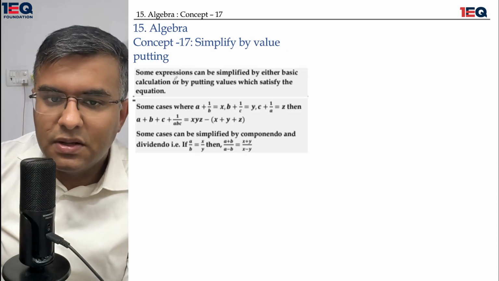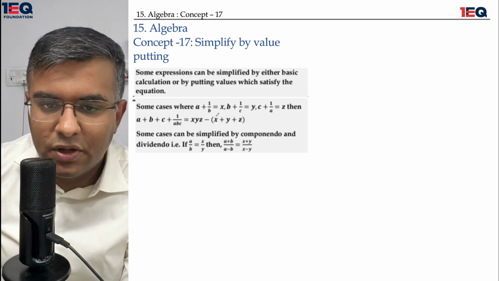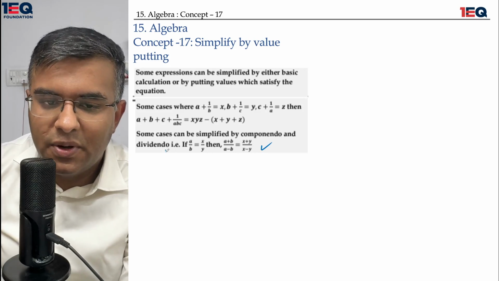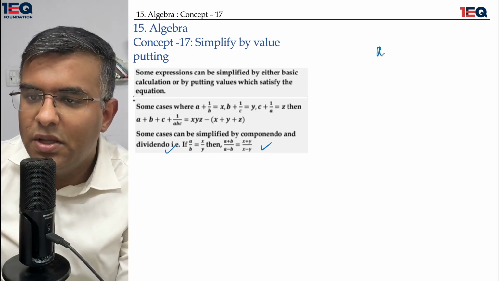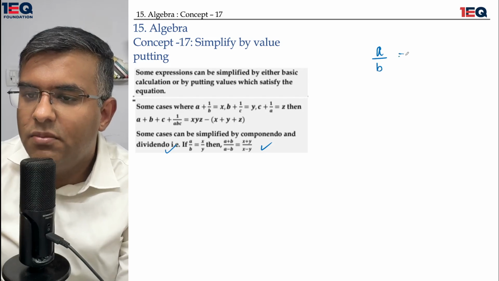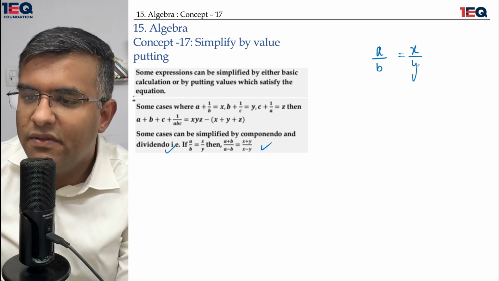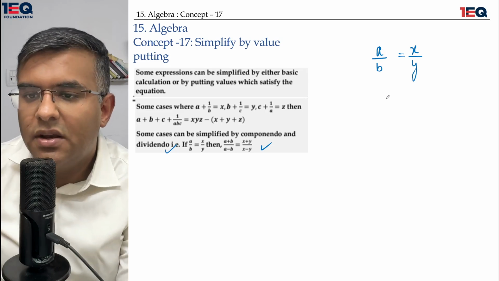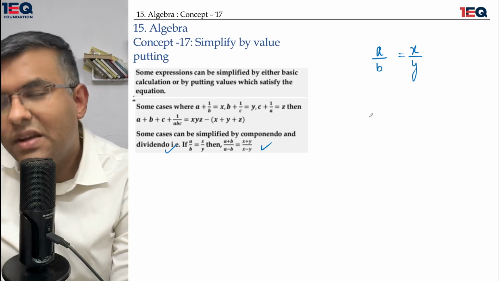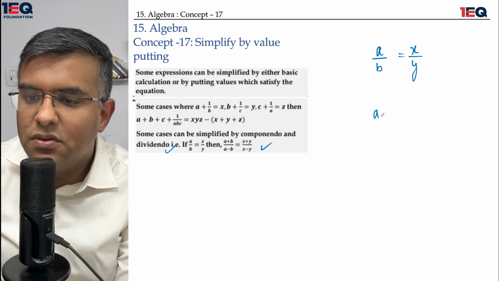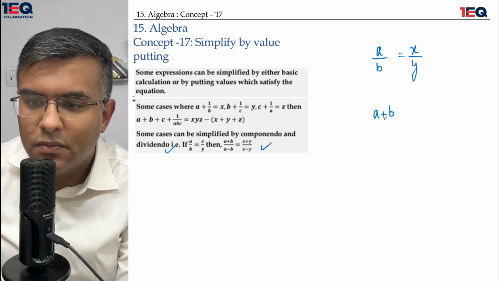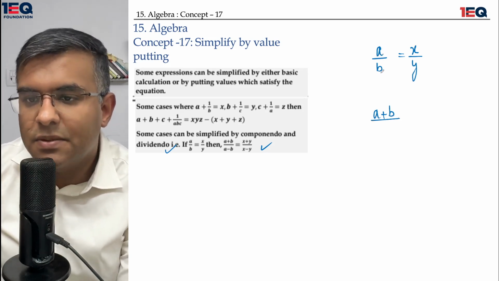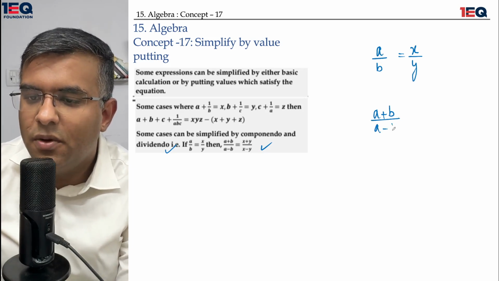Simplify by value putting. Some expressions can be simplified by simple value putting. So there is a concept called componendo and dividendo. I hope people might be familiar with it. When a by b has been given as x by y, then there is a concept of componendo and dividendo where in the numerator I'll add the denominator and in the denominator I'll subtract. Like in the numerator I'll add both of them and in the denominator I'll subtract both of them. So a plus b upon a minus b.